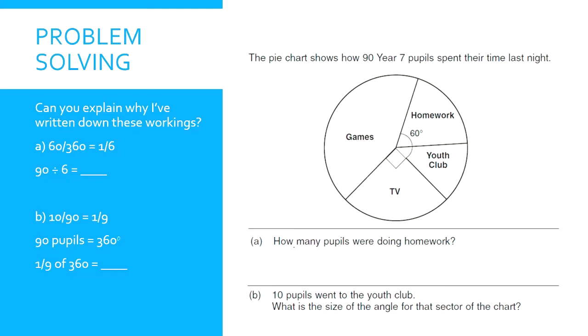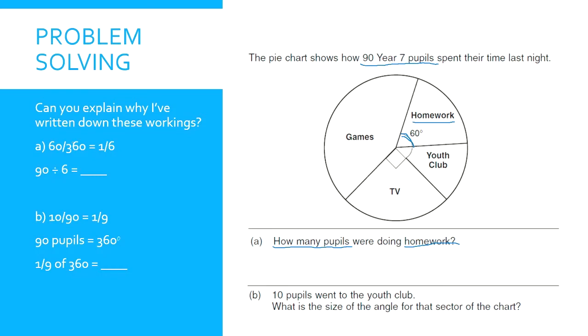So let's start with my thought process for question A here. I know that for question A, I need to work out the number of pupils that are doing homework. So I found the section of homework here, which is represented by 60 degrees within this pie chart. I also note that the total number of pupils involved is the 90 Year 7 pupils. So I'm going to think about this degree here for the homework as a proportion out of 360.